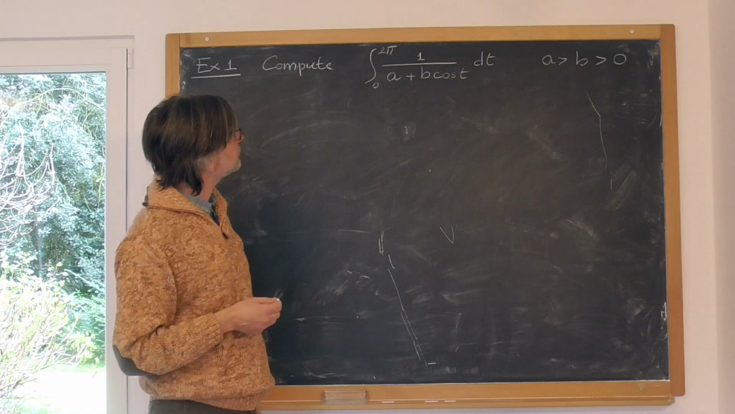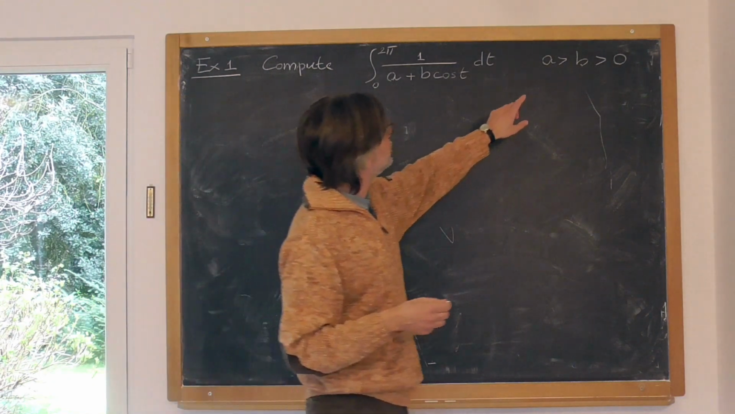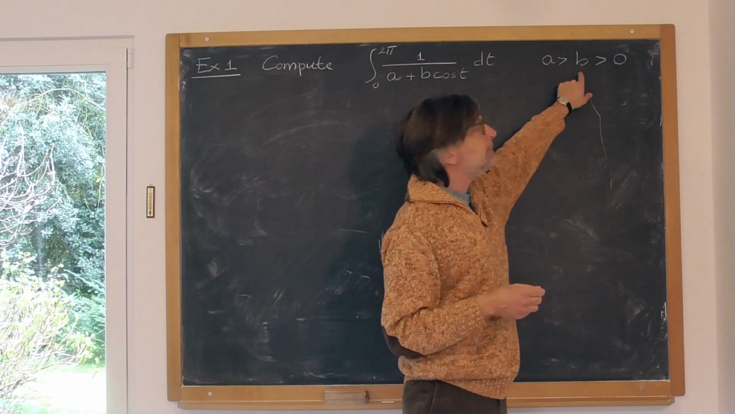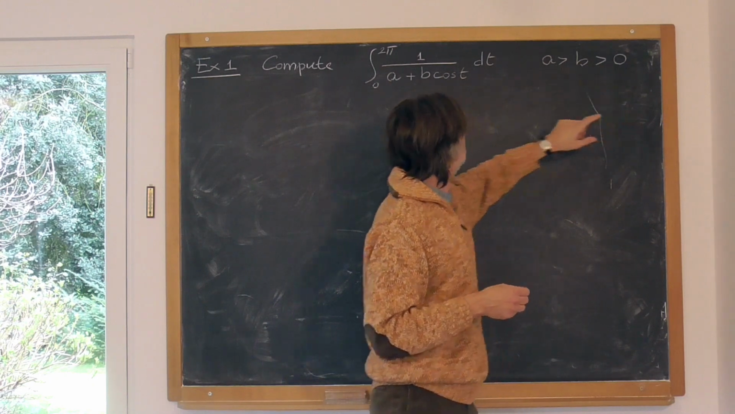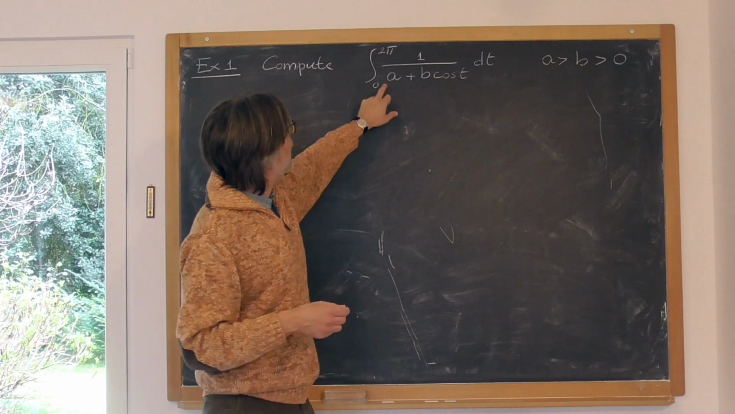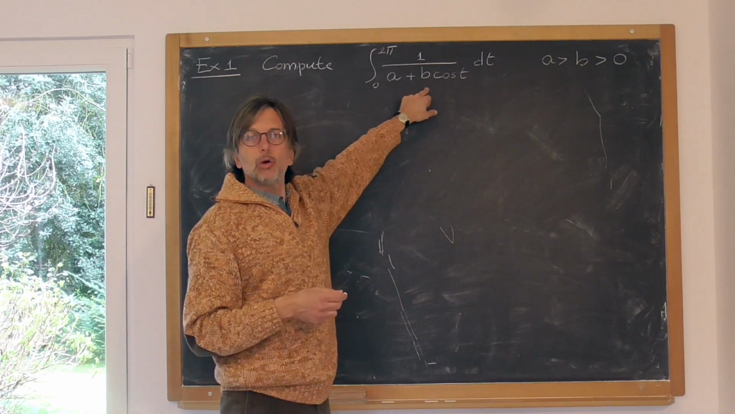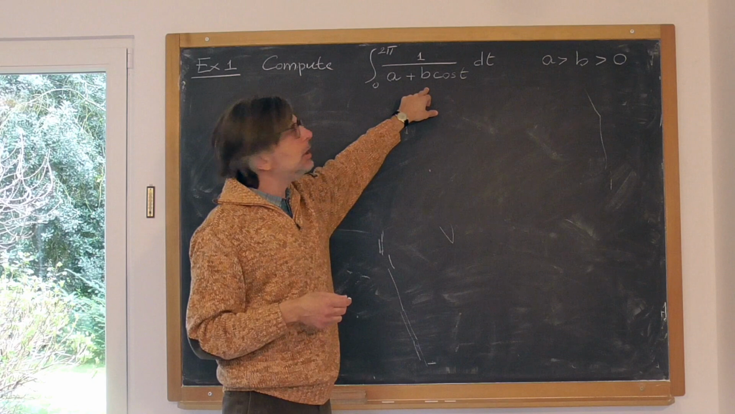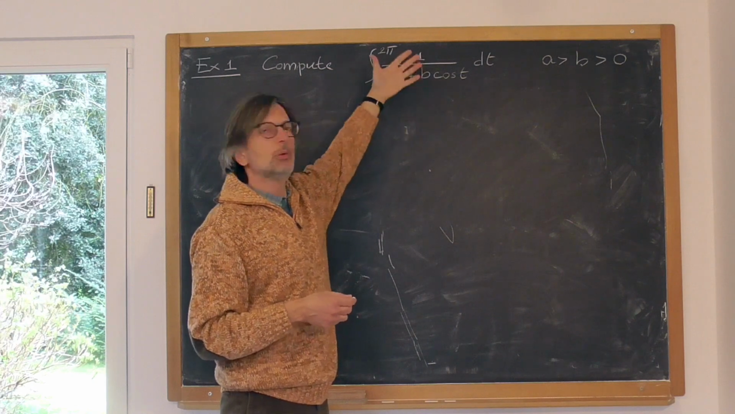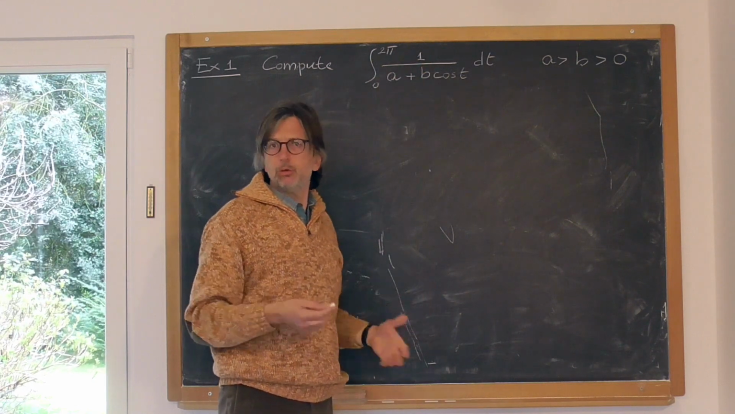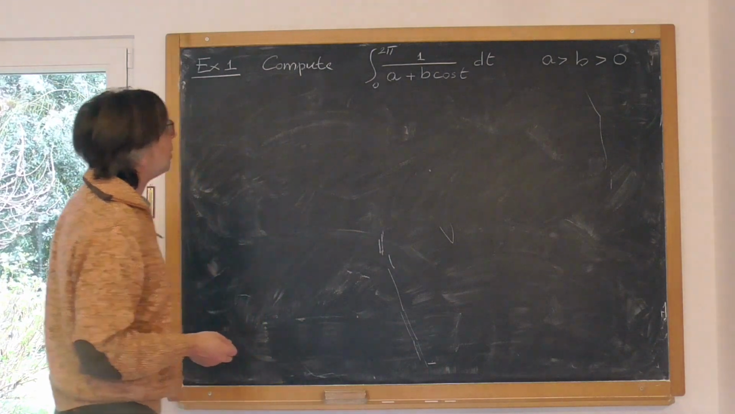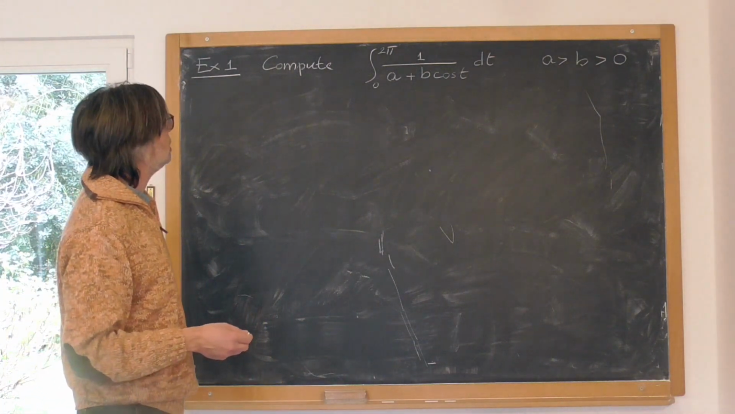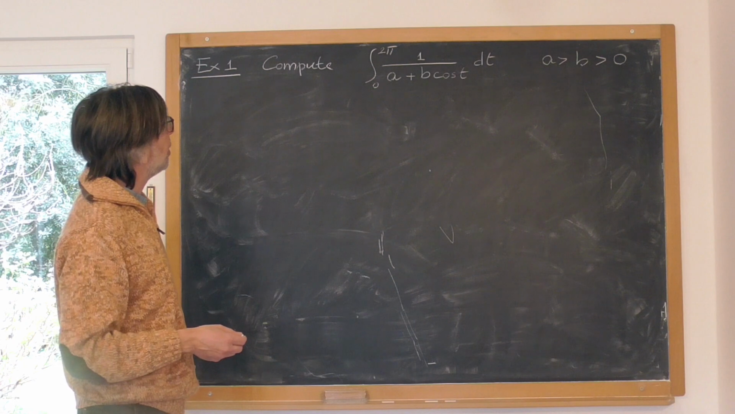First of all, notice that the condition that a is bigger than b, and positive, guarantees that the denominator here is always positive. So it never vanishes in particular, so we are actually integrating a continuous function on a bounded interval, so this integral is for sure well defined.